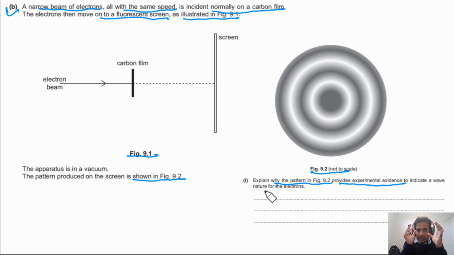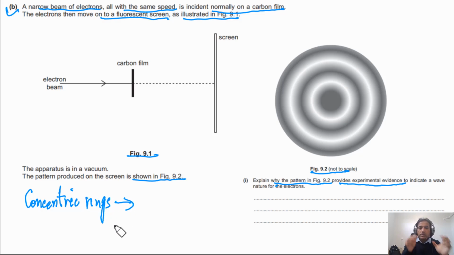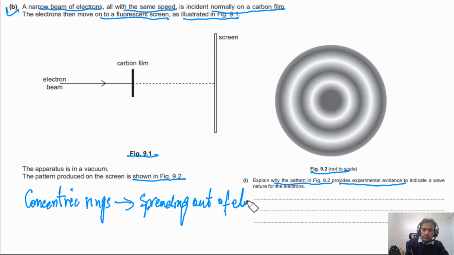So first of all, we have to look at the pattern. How does this pattern look? This pattern, we have concentric rings, and these rings are formed due to spreading out of electrons.